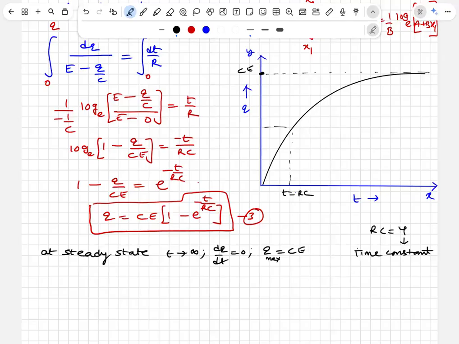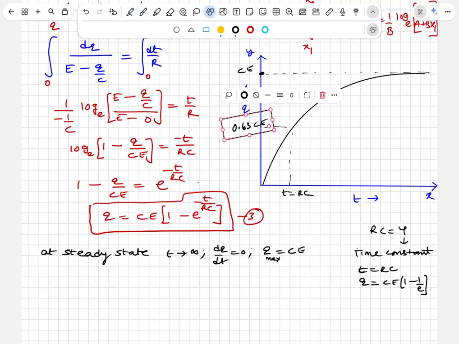So at t is equal to RC, you know what will happen? The charge becomes CE times (1 minus 1 by e). 1 minus 1 by e, if I am not mistaken, is nearly 0.63 approx. So at this point, it is 0.63 times CE.